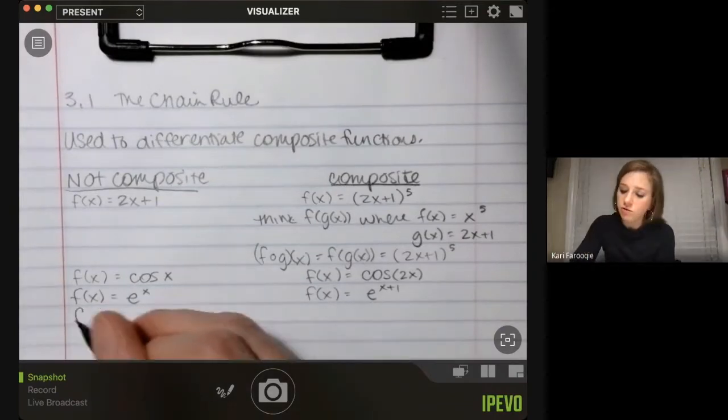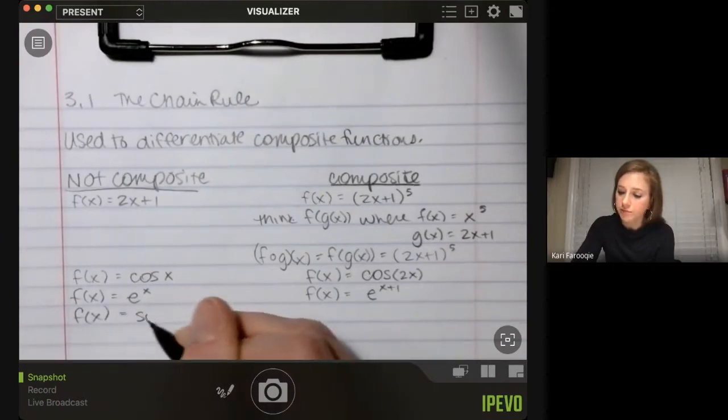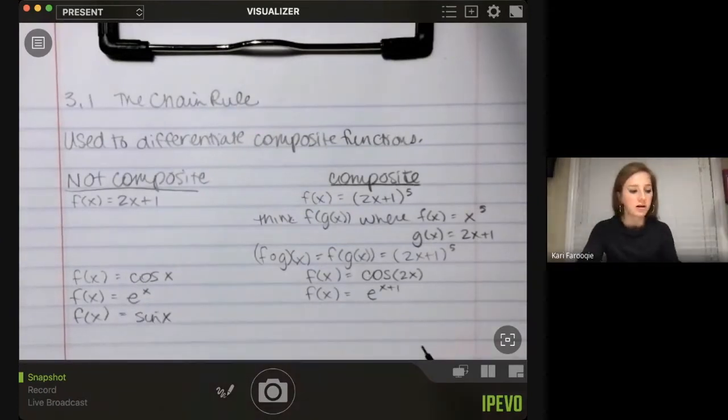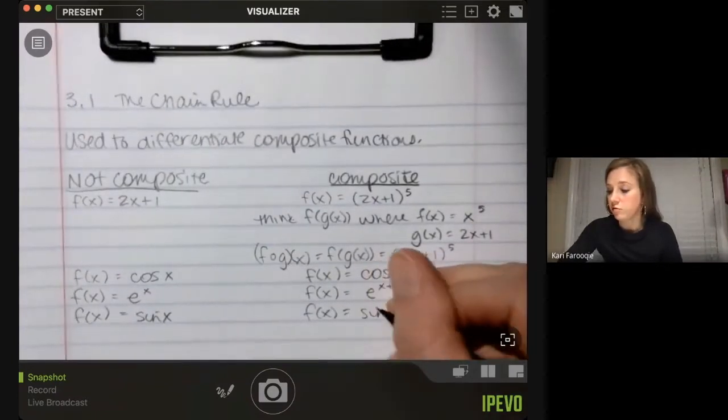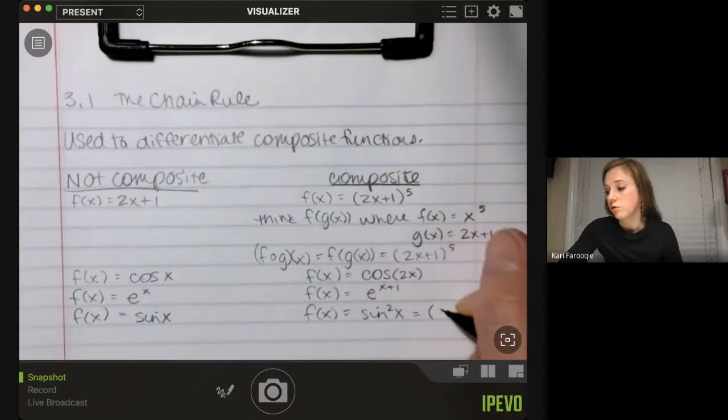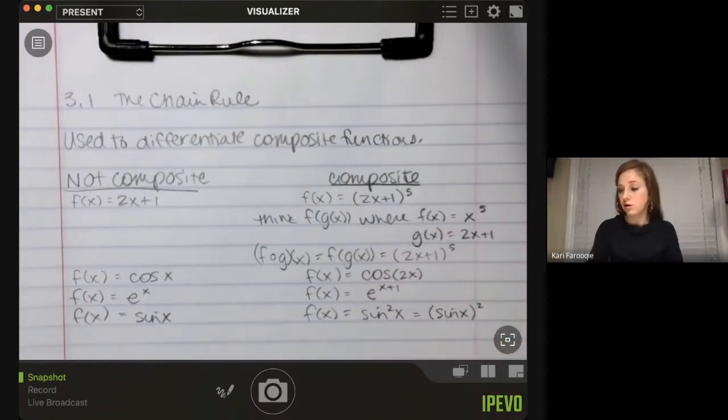Another one that you would have seen for trig, not composite, would be sine x. And a composite variation on this would be sine squared x. Because remember, when you're writing sine squared x, it's really the sine of x, squared. So now you can clearly see this inside function as being sine x. So usually I recommend that if you have these trig functions where your exponent is written in between the function and the variable, that you rewrite it so that you can clearly see that you have that whole function being taken to a power.